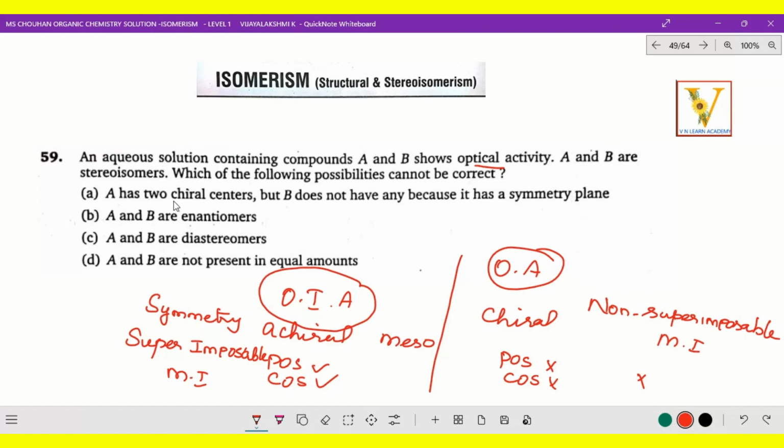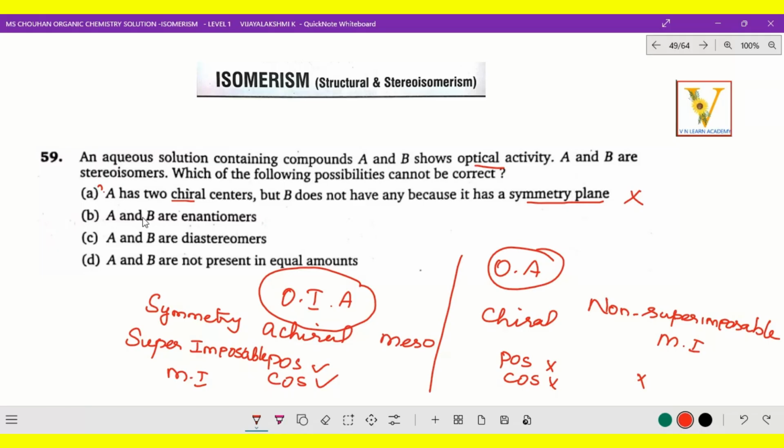A has two chiral centers, but B does not have any, because it has a symmetry plane. It will not be optically active. So here only the first option is not correct. Yes, two chiral centers are there, but B does not have any chiral center because it has symmetry. All four groups have to be different on the chiral carbon for it to be optically active. So this one is the not correct statement.